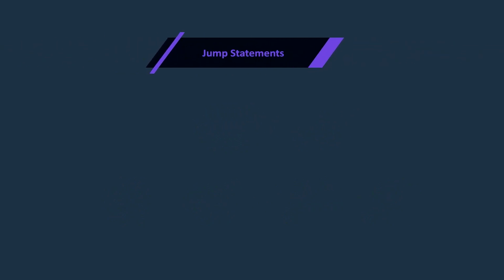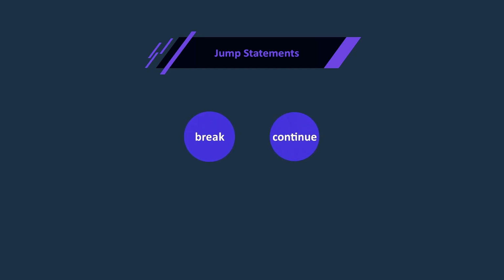Okay, there is another group of statements called jump statements that allows us to modify the default execution flow. In C#, jump statements like break, continue, return, and goto are used to transfer control from one statement to another statement in a program. In this lecture, we'll dive over the break statement.